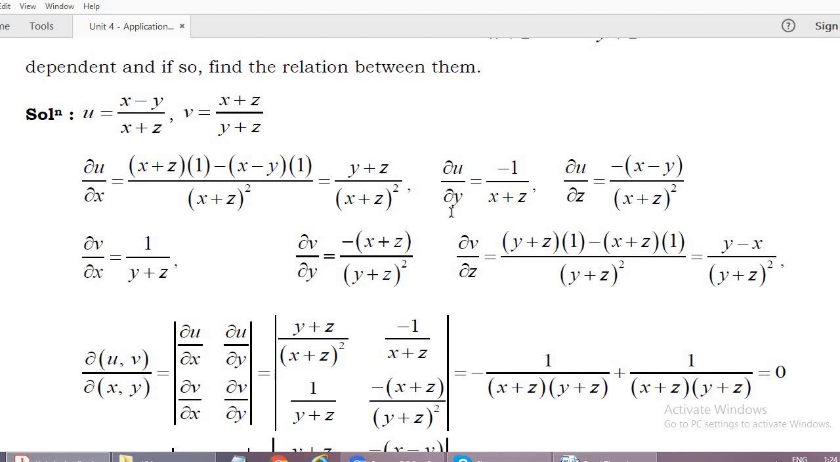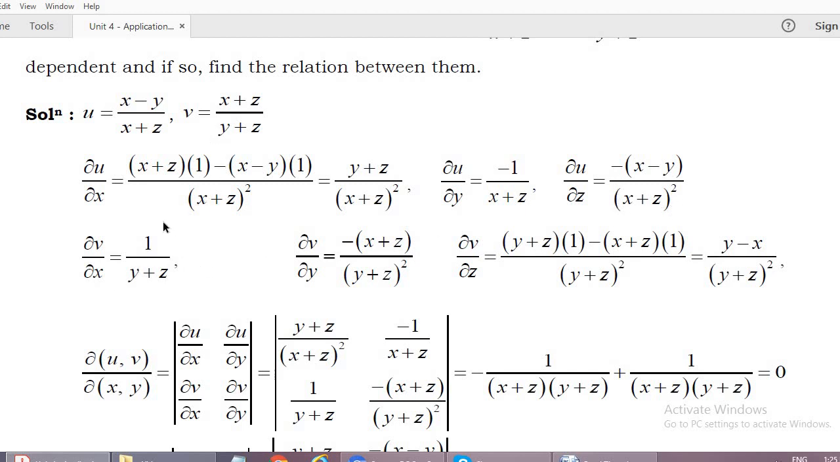Similarly, del u by del y. Here we see that the denominator is free from y, it is a constant, 1 upon x plus z is constant, and the derivative of x minus y partially with respect to y is minus 1. Del u by del z. Here z is in the denominator only, so x minus y is constant, and the derivative of 1 upon x plus z partially with respect to z is minus 1 upon x plus z to the power 2.